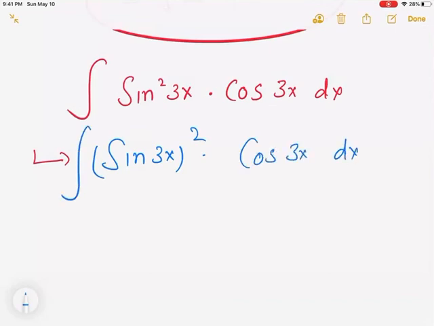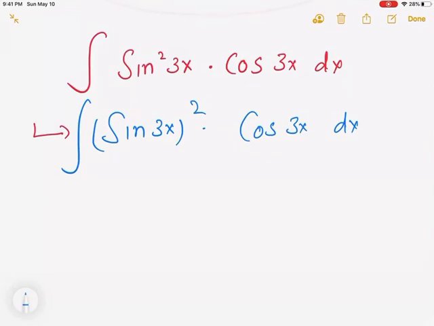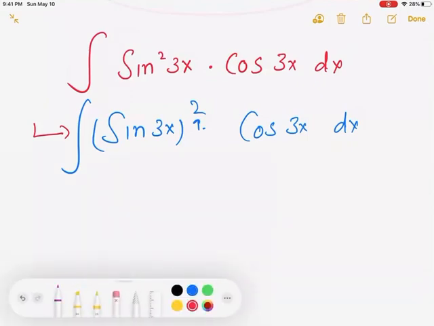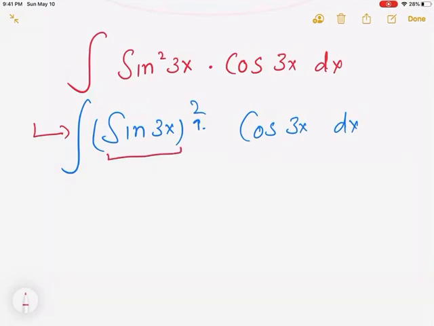Okay, I need to identify my original equation. Now I see degree 2 here, I see degree 1. The part that has the highest degree is going to be the original equation, so this is definitely my original equation. Now, in order to complete the pattern, is the other part the derivative of that or not? The derivative of sine 3x is cosine 3x times 3, because the angle is 3x. So what's missing? 3 is missing. This is where you need to bring in 3 over 3. Now this completes the pattern.